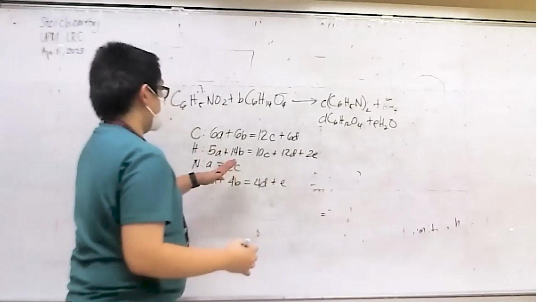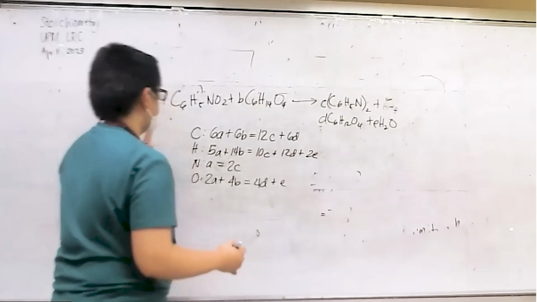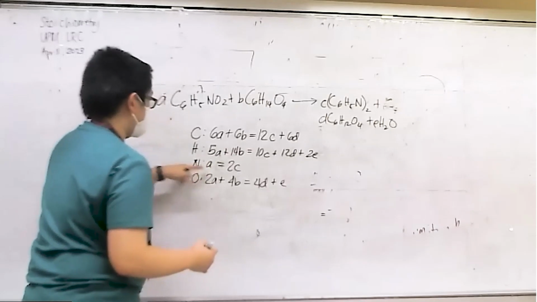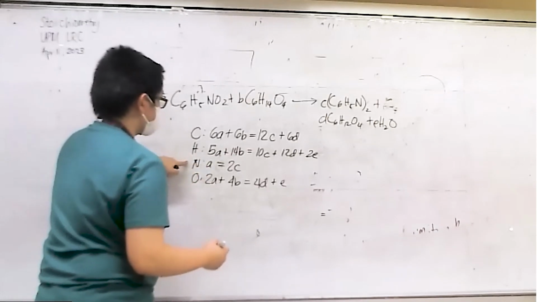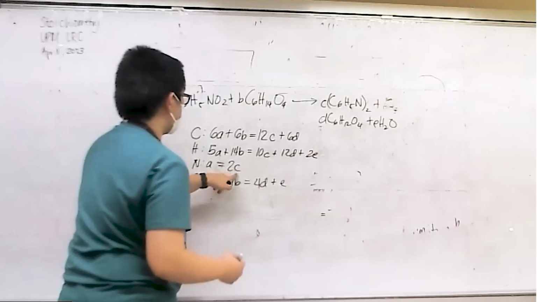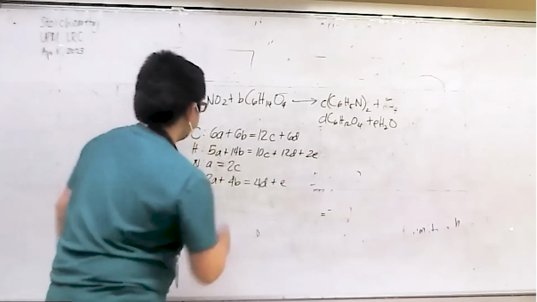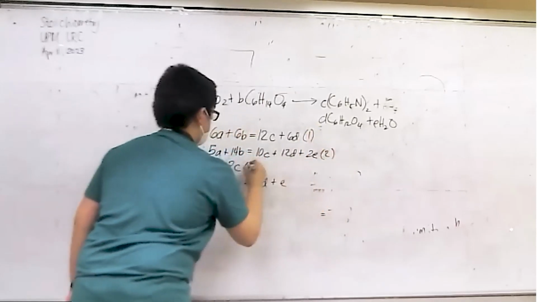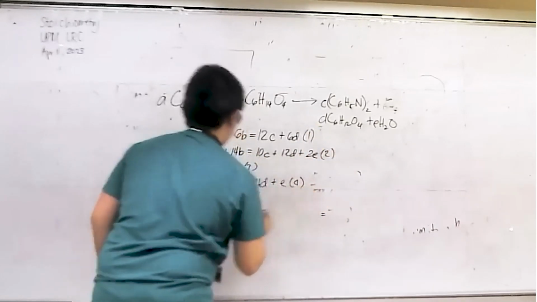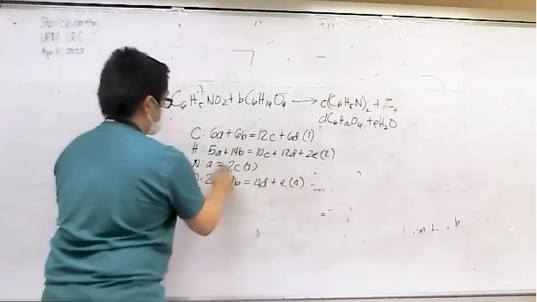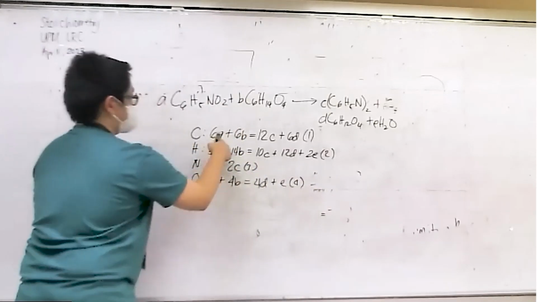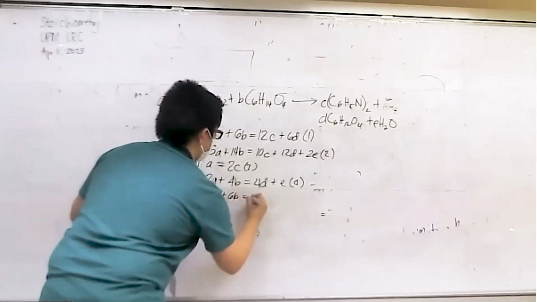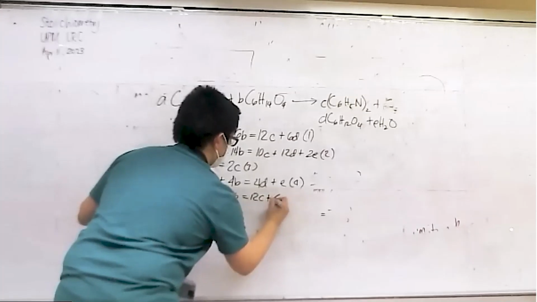So medyo nakakaba, actually, pero madali lang siya if titingnan mo siya this way. For example, if you look at nitrogen, that's A is equal to 2C, we could actually substitute it here. Bakit? Kasi if you substitute, for example, again, let's say na 1, then this is 2, this is 3, and this is 4. If you substitute A for 2C, you get 6 times 2C, that's 12C, plus 6B equals 12C plus 6D.